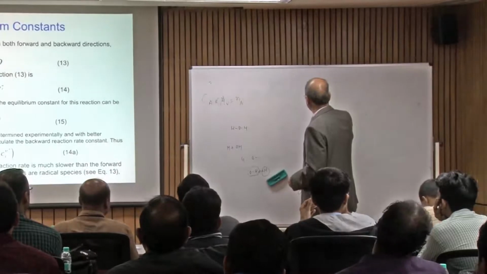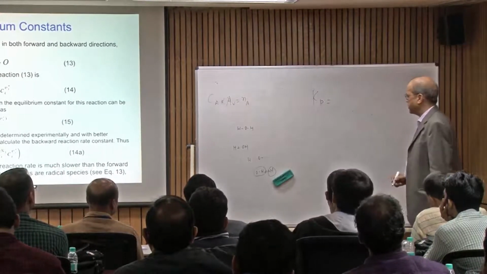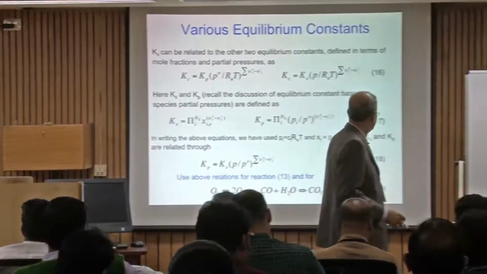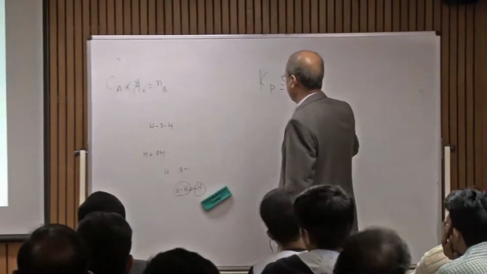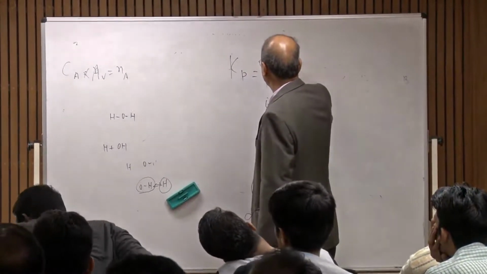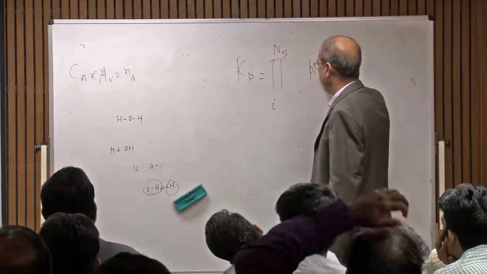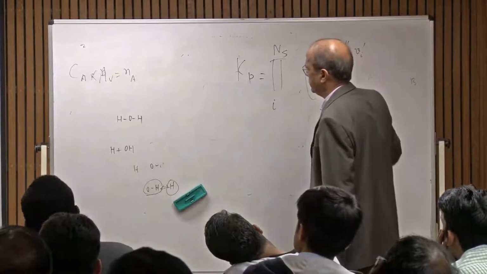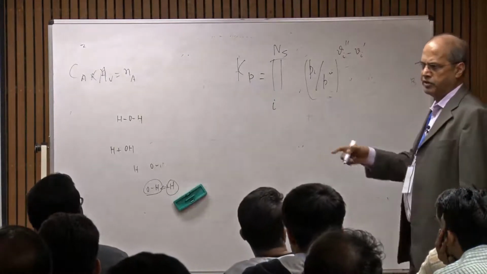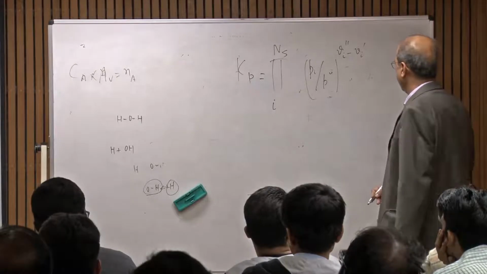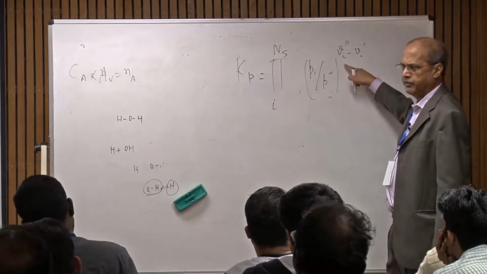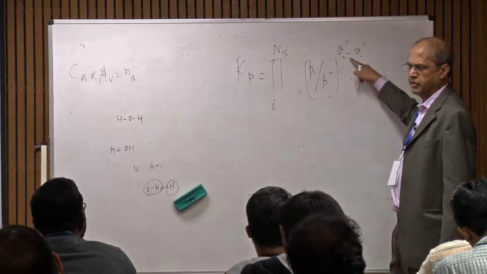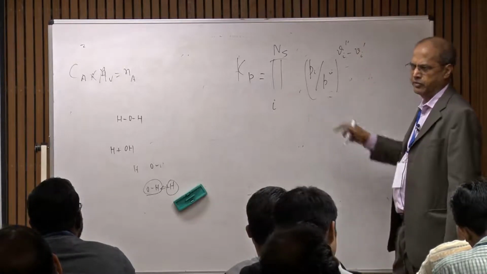We call that Kp. Kp is the equilibrium constant based on the partial pressures. Kp is defined as the product from i equals 1 to Ns, where Ns is the number of species, of Pi over P0, raised to the power nu i double prime minus nu i prime. This is the same definition we used while discussing the equilibrium composition. The double prime is the product and the prime is the reactant, so product will be positive, reactant will be negative, so it will go in the denominator automatically.